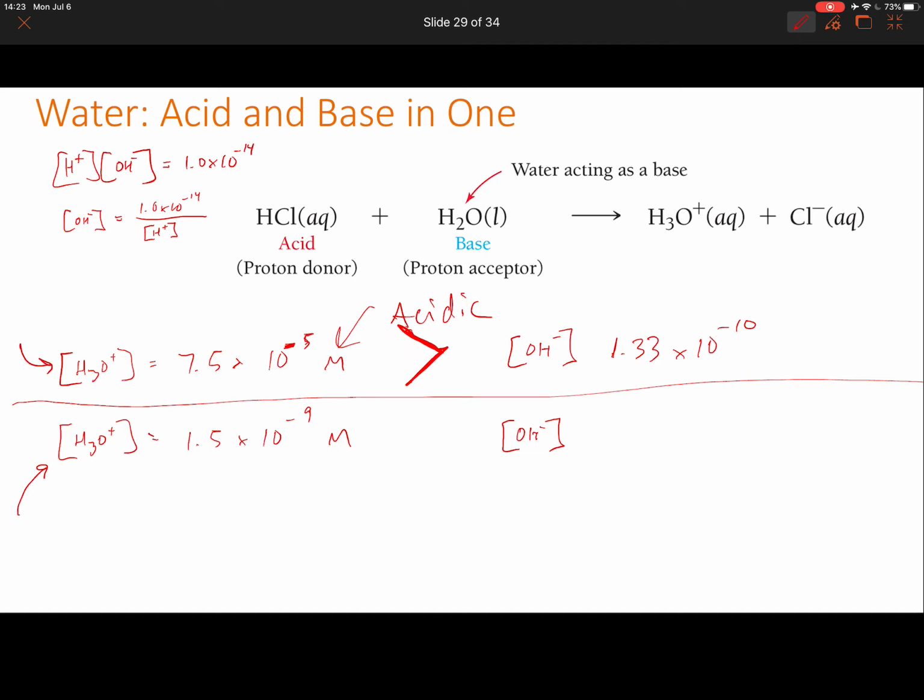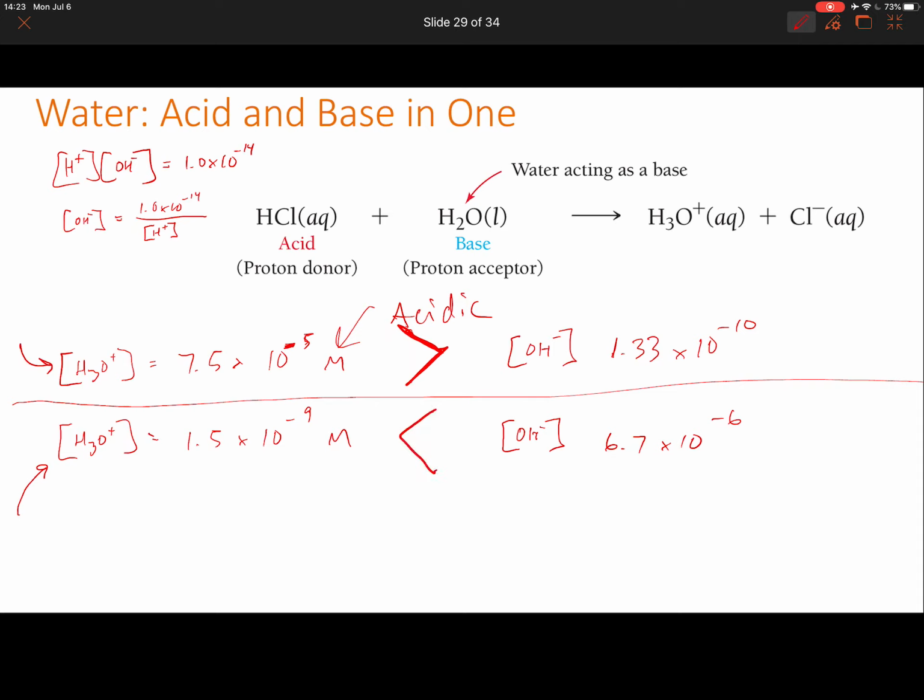What about in the bottom one? Same thing. 1.0 times 10 to the minus 14. We're going to divide by the hydronium concentration, 1.5 times 10 to the minus 9. This says that I actually have 6.7 times 10 to the minus 6 molar hydroxide. So which one's bigger now?